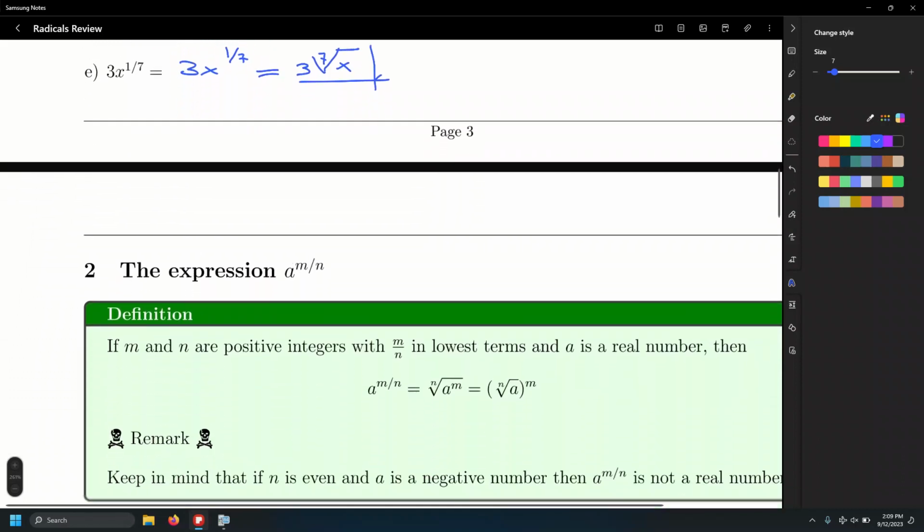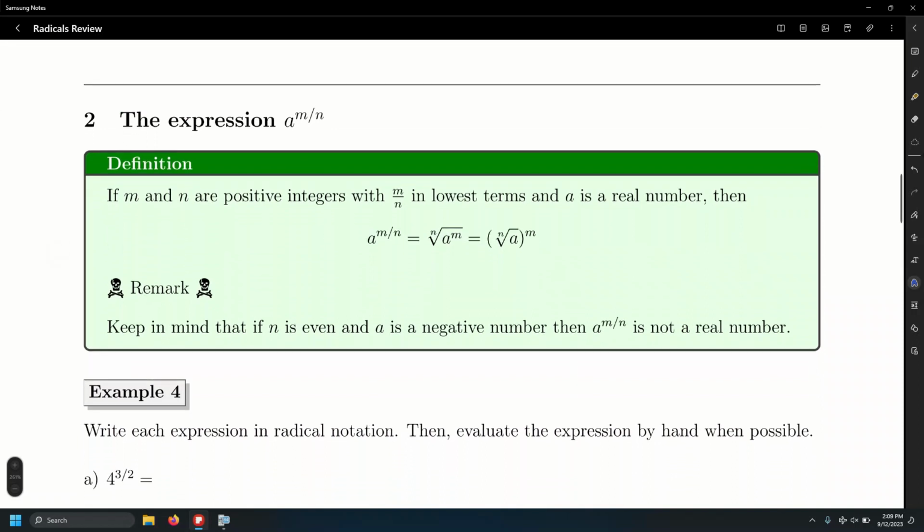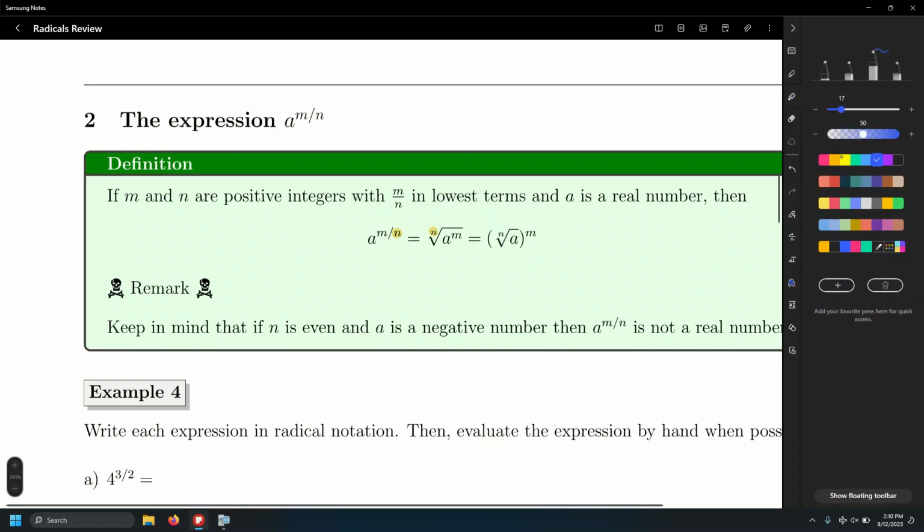Now, what if the expression, like in the next page, had something other than 1? For the first exercises we did before, the numerator of the rational exponent was a 1, but it could be something else. It turns out that in this case, it's still the same thing. The denominator of the rational exponent will be the index of the radical.